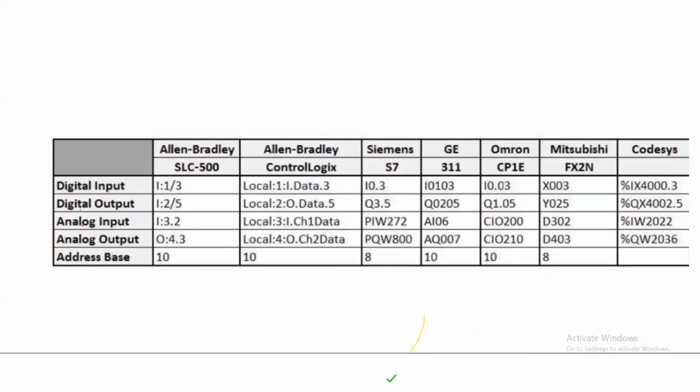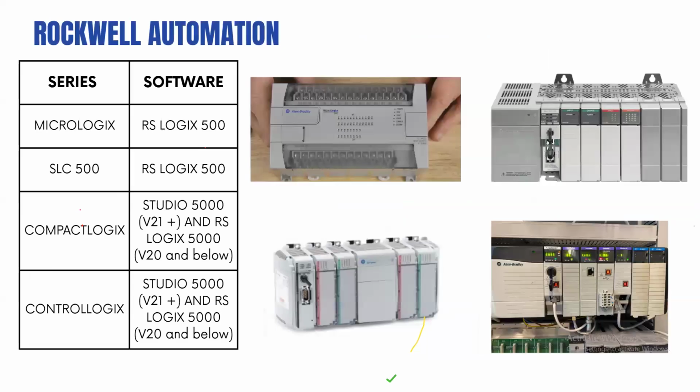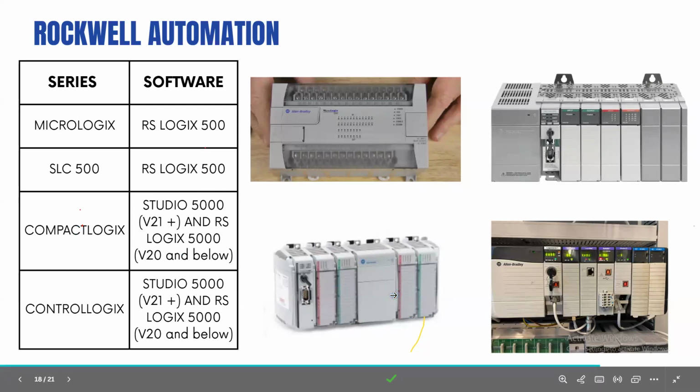So I think this slide is in the wrong place. For Rockwell Automation, we have our MicroLogix series, which is programmed using RSLogix 500. We have SLC 500, which is very old, programmed using RSLogix 500 as well. Now we have CompactLogix, which is the mid-range PLC for Rockwell.